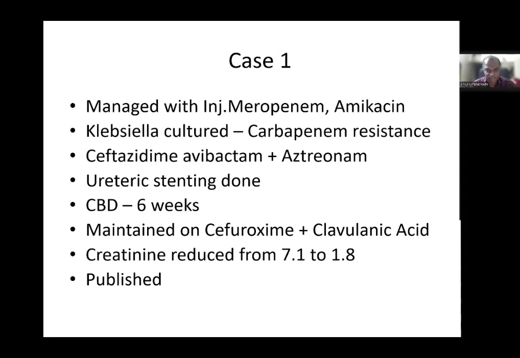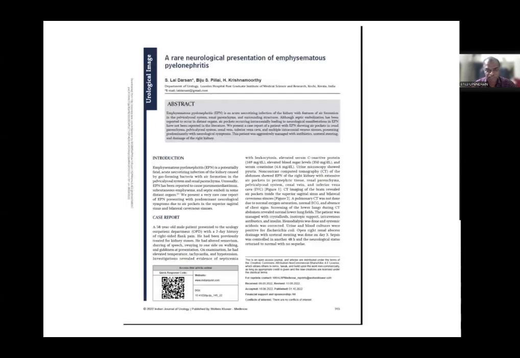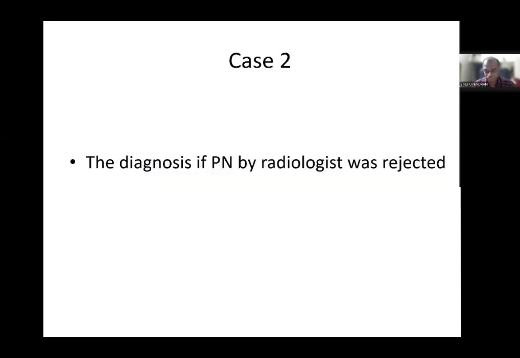Now, the first case which I discussed was managed with injection meropenem and amikacin. Klebsiella was cultured. It had carbapenem resistance, and we had to put her on ceftazidime-avibactam and aztreonam. Ureteric stent was placed. Continuous bladder drainage was done. She was maintained on cefuroxime and clavulanic acid. She had a creatinine drop from 8.1 to 7.1. This case was published in the urology journal.